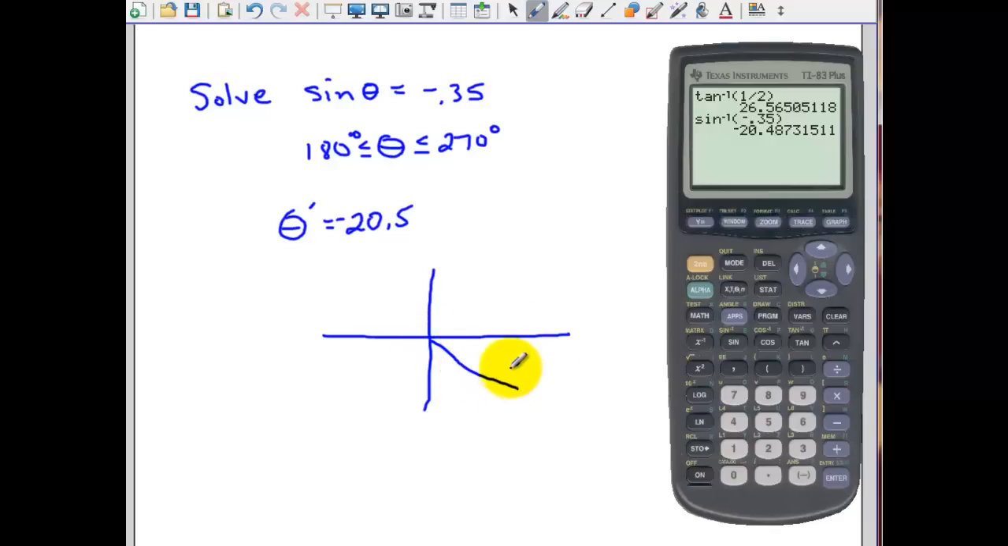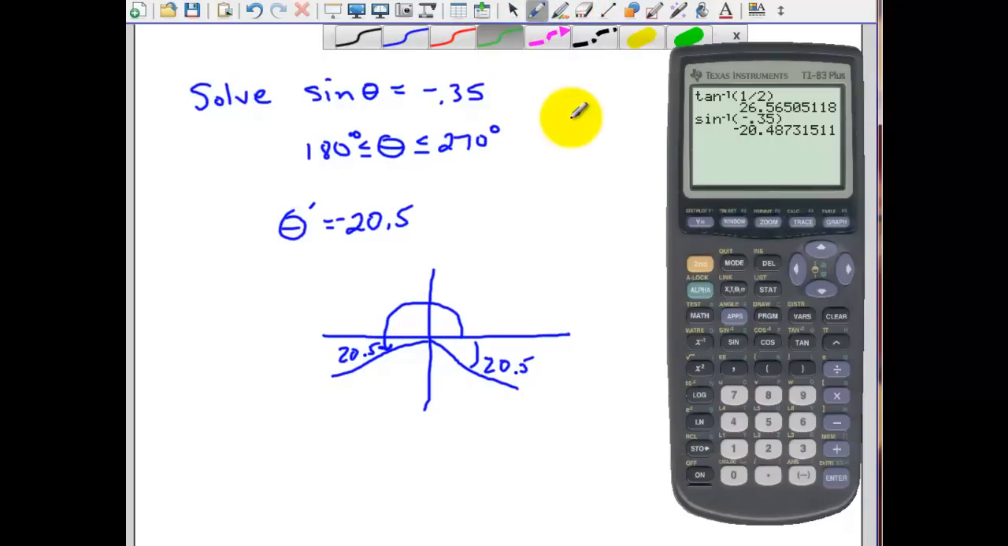We can sketch in the calculator solution, where this is 20.5. But we need an angle in this quadrant over here. So if we take the absolute value of this, we treat that as a reference angle. We just talked about reference angles. Sketch that in there and then find this angle. So our answer here, the solution for this problem, theta is going to be 180 plus the 20.5, or 200.5 degrees.